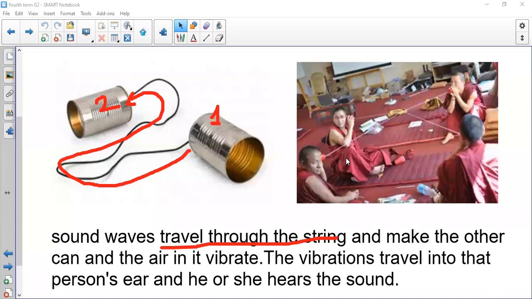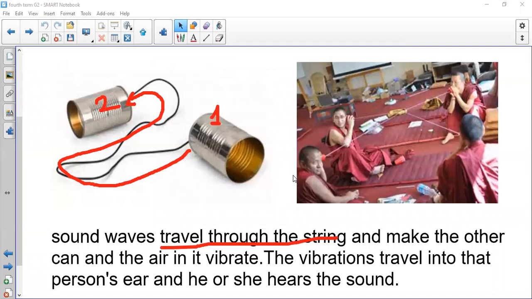Okay, Jumana, can you tell me how does sound travel through these cans? They will travel from the string. Okay, so sound will travel from this can to the other one through the string. And when it travels through the string, what will happen? They can hear. Yes, so the sound inside this can will vibrate and we will be able to hear.